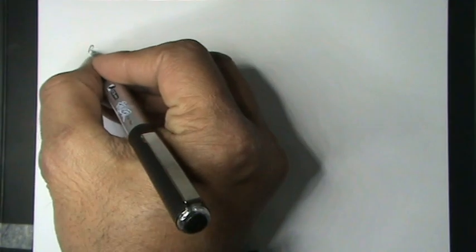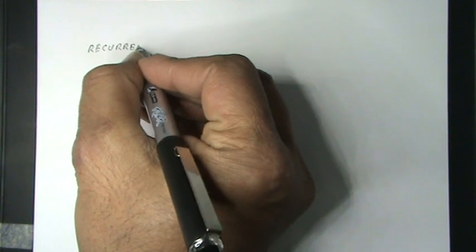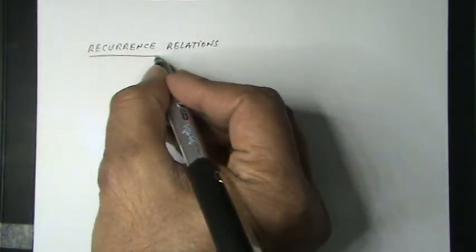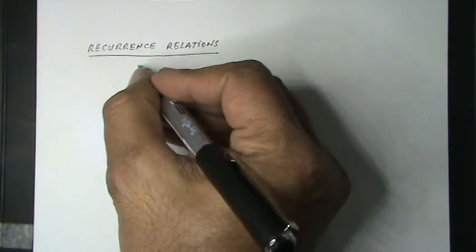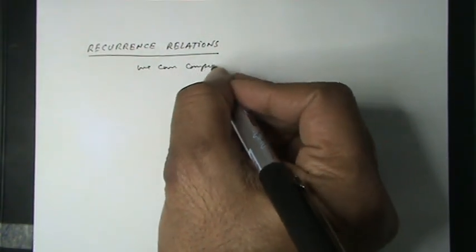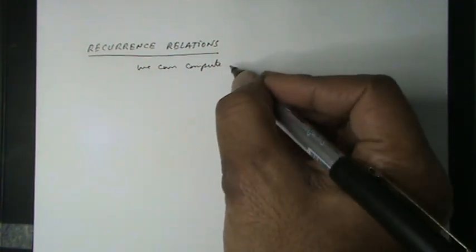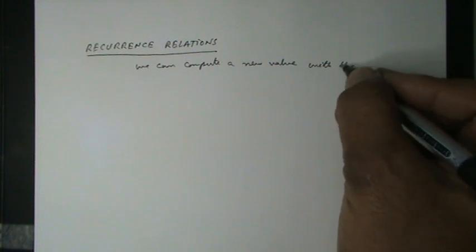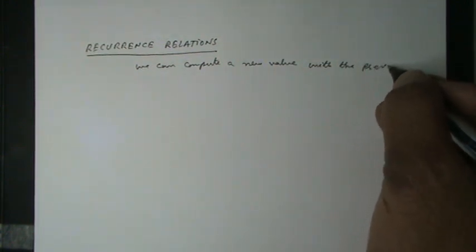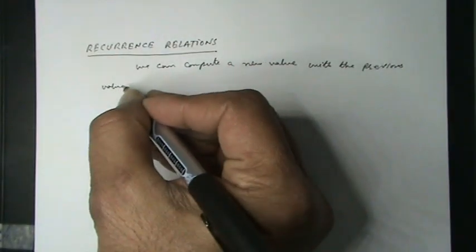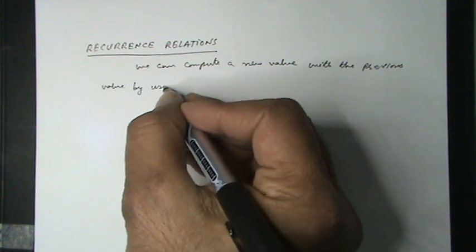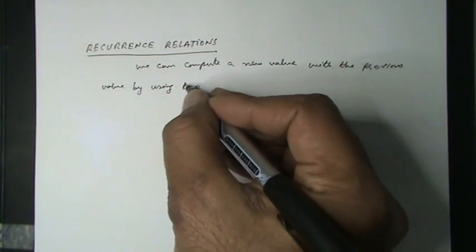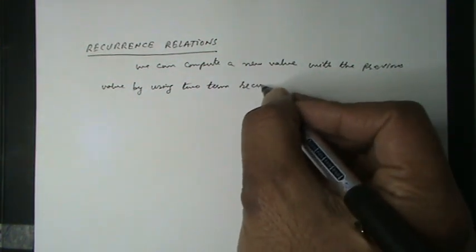Recurrence relations. We can compute a new value with the previous value by using two-term recurrence relations.